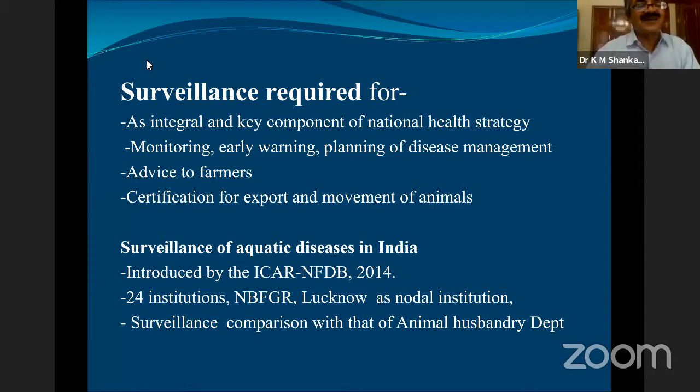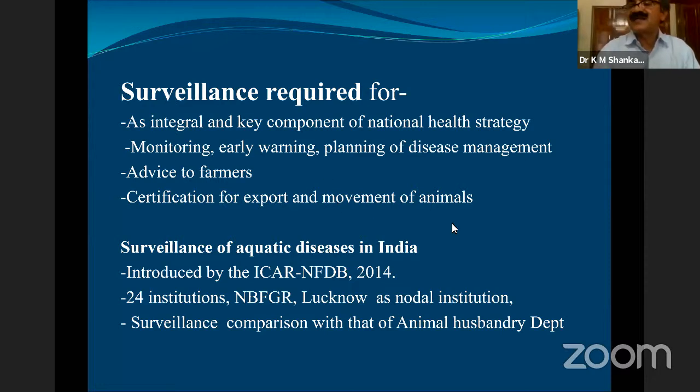Now, what is the status of surveillance of aquatic disease in India? I said only of late it's introduced, in the last 10 years. ICAR introduced it with the NFDB helping in 2014. 2014 is about 15 years of initiation, involving 24 institutions of ICAR and SAUs. NBFGR Lucknow is the nodal institution. It is not only surveillance, it is also training the people, improving the manpower, and also creating extra manpower.